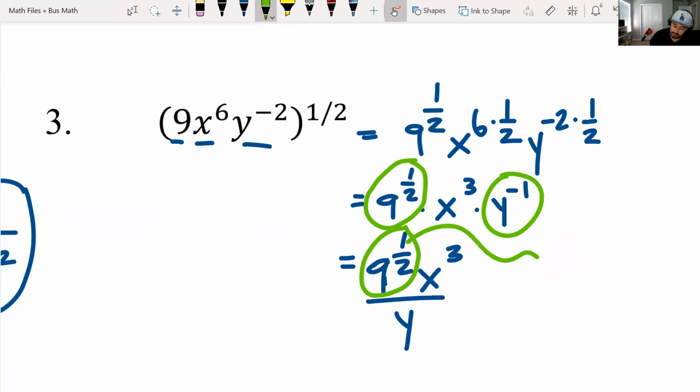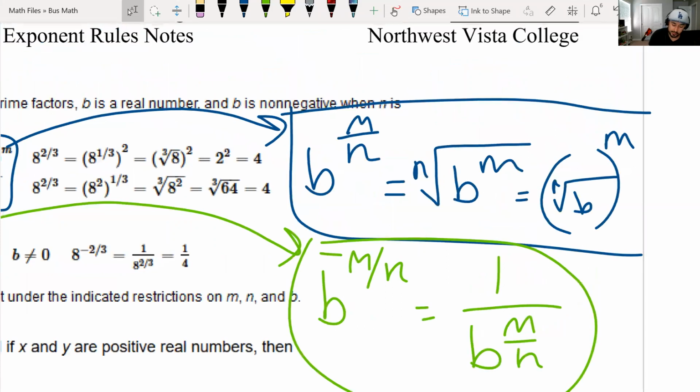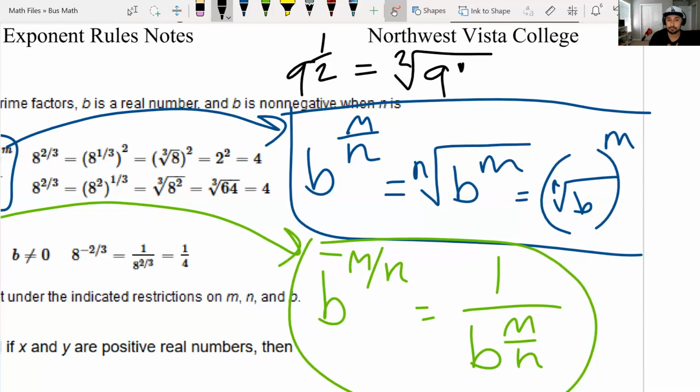Now 9 to the 1/2, let's look at this. We are going to use one of our new rational exponent properties, which is going to be this property right there. You see that 9 to the 1/2, if this 2 is represented by this n, then this n becomes the index of the radical. So this means 9 to the 1/2 becomes the square root of 9 to the first power. See how that works? So here's 1, that's my m. Here's 2, there's my n, my index. And then my base 9, right there. So that's where it all comes from.